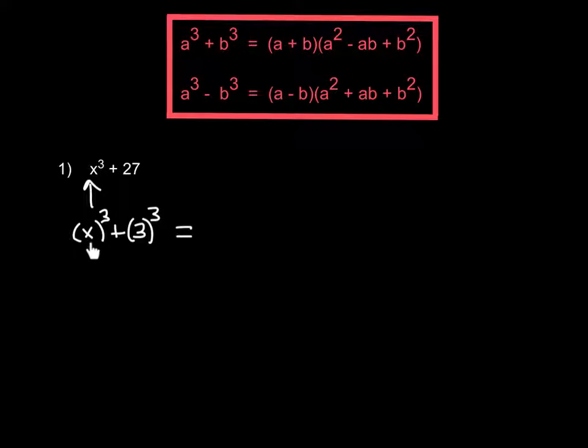What's being cubed in the first spot plus what's being cubed in the second spot. So here, if you look at what's being cubed, we have an x. And if we look at what's being cubed here, we have a 3. So instead of a plus b, we have an x and a 3, and we're going to rewrite that as x plus 3.